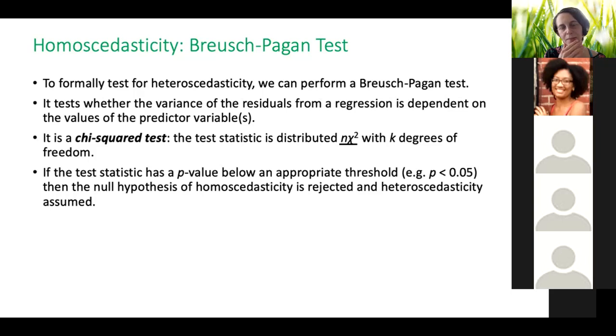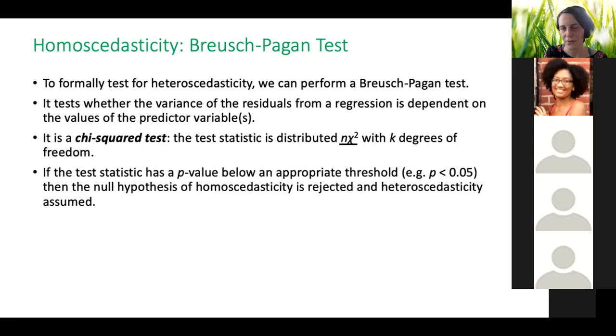So one is the, actually I'm not sure how to pronounce this, Breusch-Pagan test. I would say Breusch, probably a German name. It tests whether the variance of the residuals from your regression model is dependent on the values of the predictor variables. So basically just what we don't want when we test homoscedasticity, right? It should be independent. It's a chi-square test, so it has a test statistic that follows a chi-square distribution with k degrees of freedom, where k is the number of predictors in your regression model.